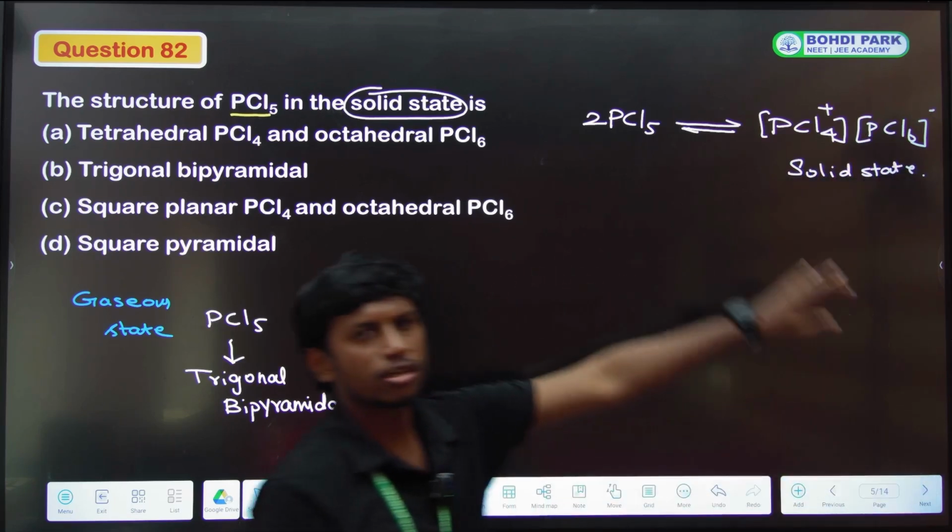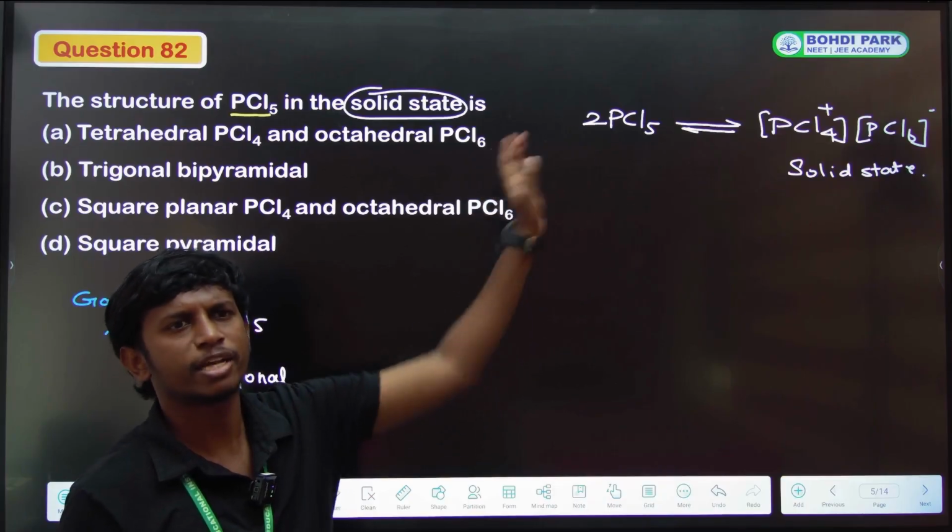So you have to find out the hybridization of PCl4 separately and PCl6 separately.